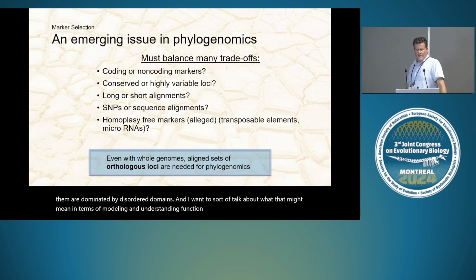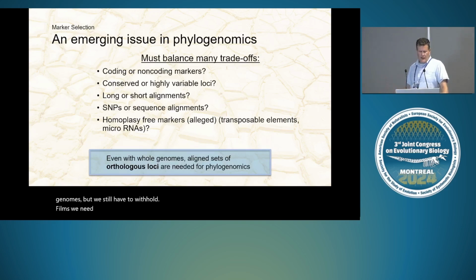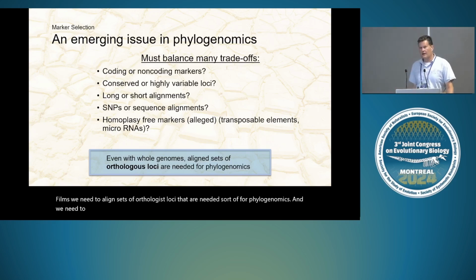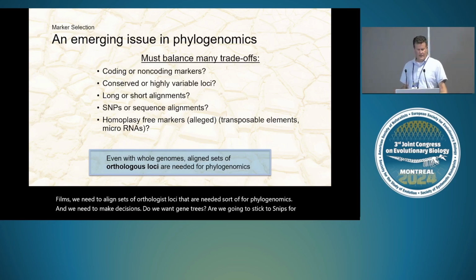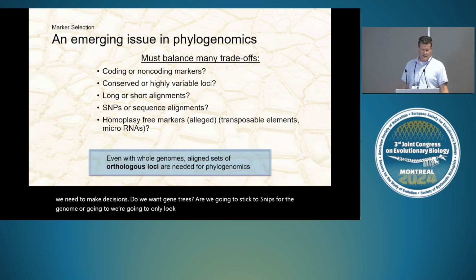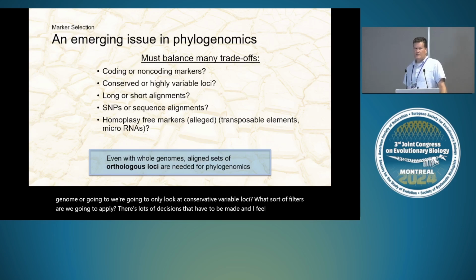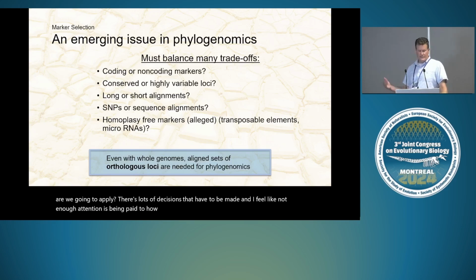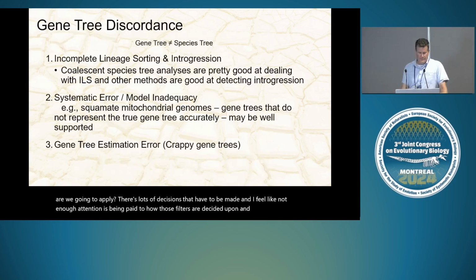So I think that marker selection is something that we always have to think about, even when we're getting these nice complete genomes. With whole genomes, we still need to align sets of orthologous loci that are needed for phylogenomics, and we need to make decisions. Do we want gene trees? Are we going to stick to SNPs for the genome? Are we going to only look at conserved or variable loci? What sort of filters are we going to apply? There are lots of decisions that have to be made, and I feel like not enough attention is being paid to how those filters are decided upon and how they're applied.